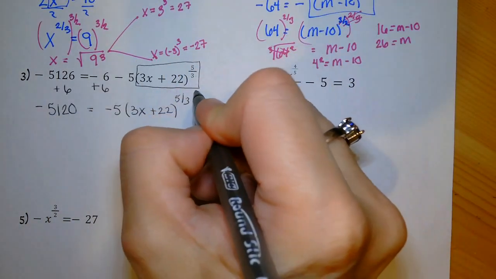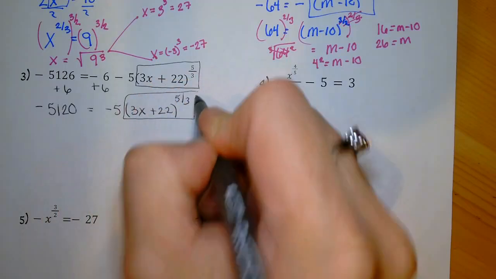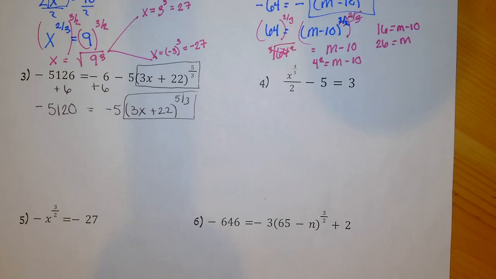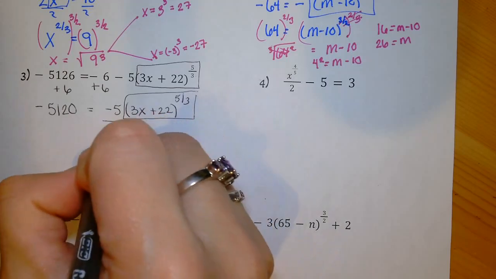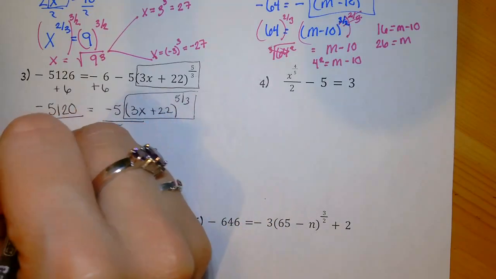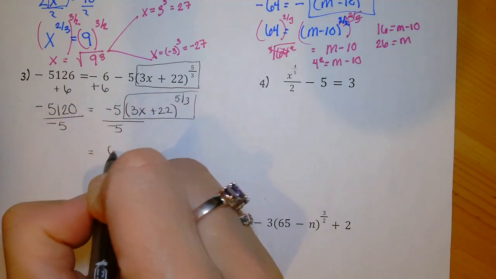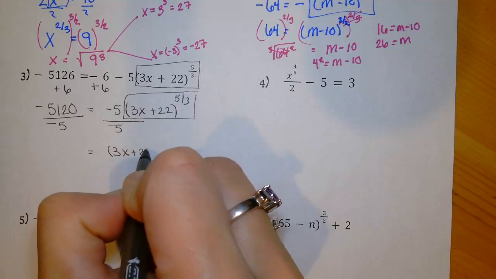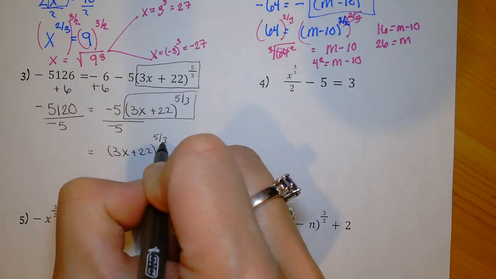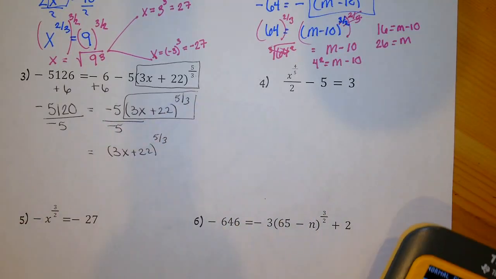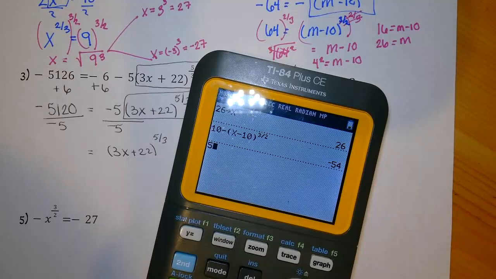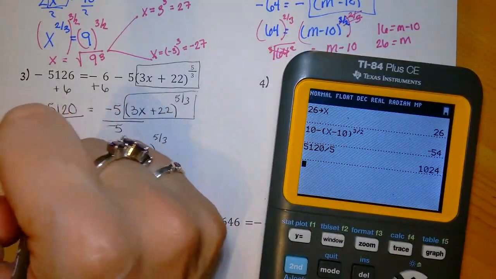Okay, I'm going to box it in again. This 5/3 is only on this term. So my next move would be to divide out the 5. So it's going to get me 3x plus 22 to the 5/3. I don't know this one off the top of my head. 5120 divided by 5. And 24. The two negatives make a positive.